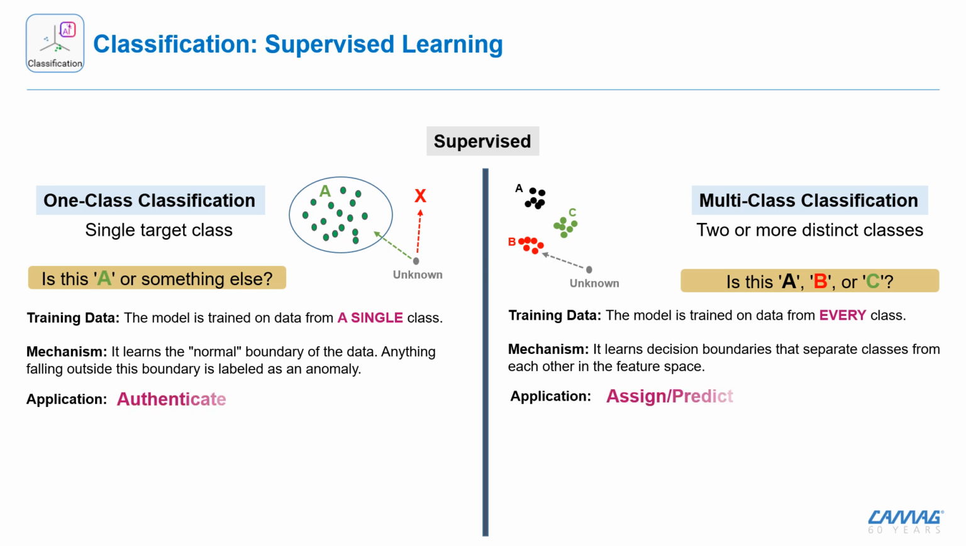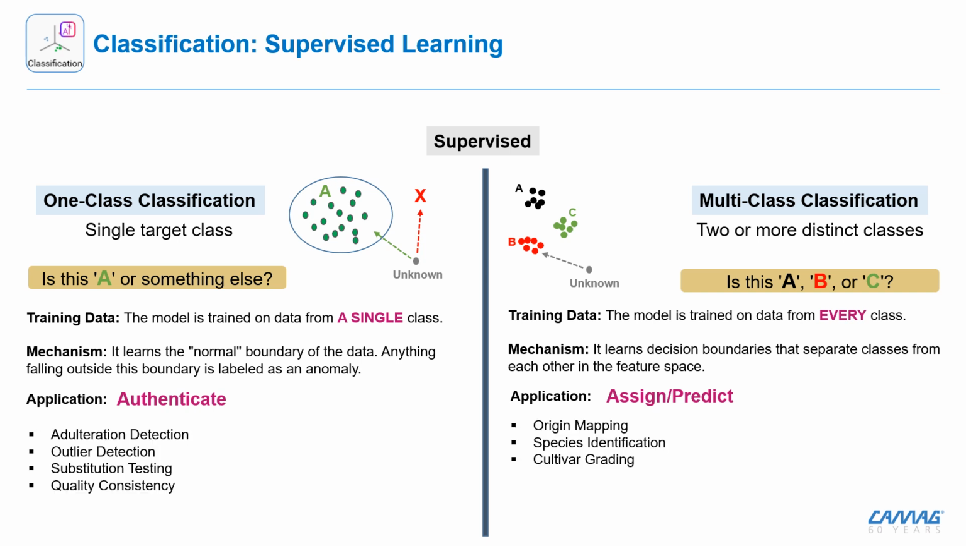The main application of one class classification is to authenticate. Examples: adulteration detection, outlier detection, substitution testing, and quality consistency. However, the main application of multi-class classification is to assign and predict. Examples include origin mapping, species identification, and cultivar grading.